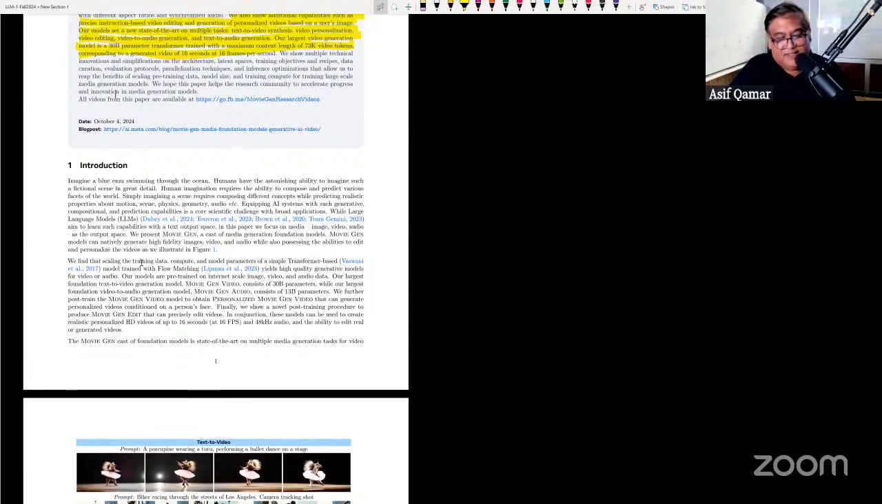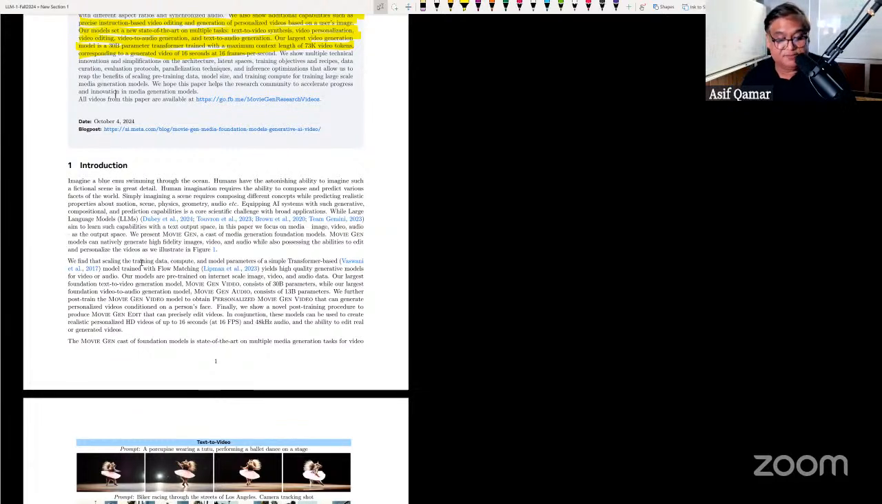Human imagination requires the ability to compose and predict various facets of the world. Simply imagining a scene requires composing different concepts while predicting realistic properties about motion, scene, physics, geometry, audio, etc. See, each one of these has to be right. Otherwise, it won't be realistic, right? And your mind automatically does that. Equipping AI systems with such generative, compositional, and prediction capabilities is a core scientific challenge with broad applications.